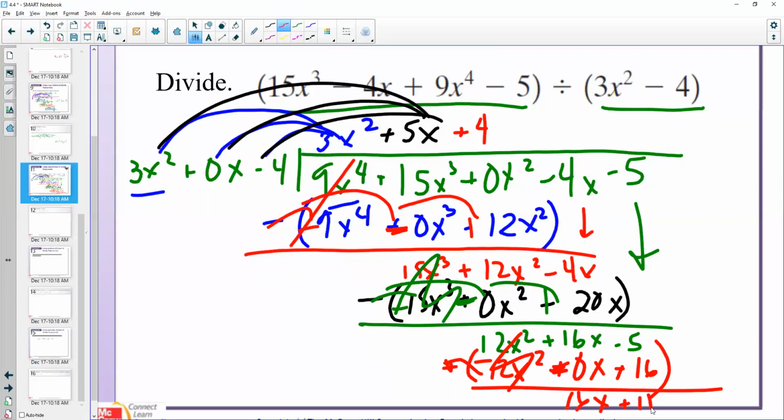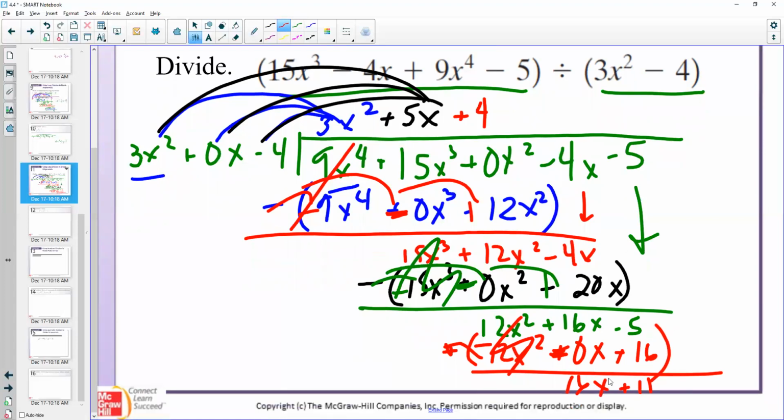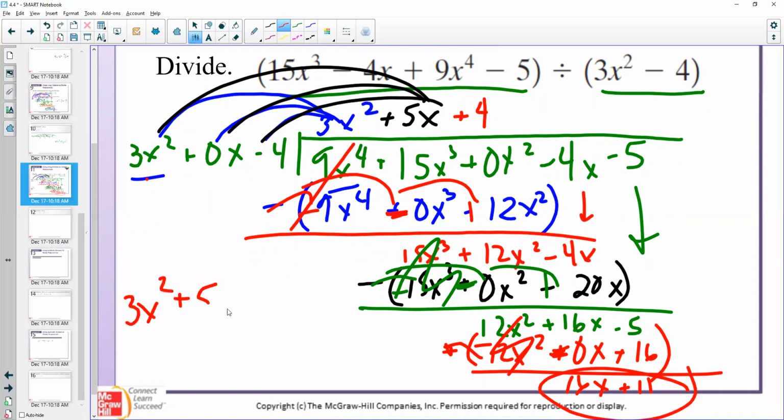plus 11. Now here's the thing. I have no extra term to bring down at that point. I can't turn a 3x squared into a 16x by multiplication. That doesn't work. So at this point, I am finished. So my answer here is going to be 3x squared plus 5x plus 4 remainder plus 16x plus 11 over 3x squared minus 4. That's it.